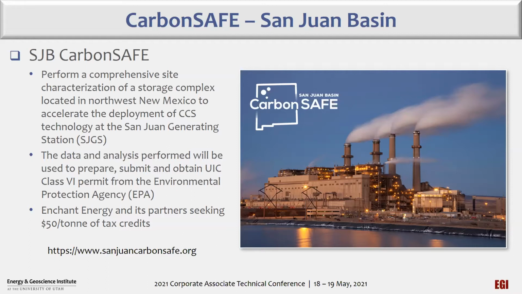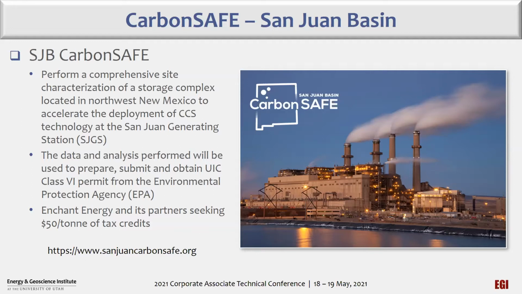It's broken up into 4 phases. Phase 1 is pre-feasibility, phase 2 is feasibility, phase 3 is permitting, and phase 4 is construction. EGI's phase 1 project at the Hunter Power Plant in central Utah was conducted a few years ago. We did apply for a phase 2 project there at Hunter, but we weren't awarded.